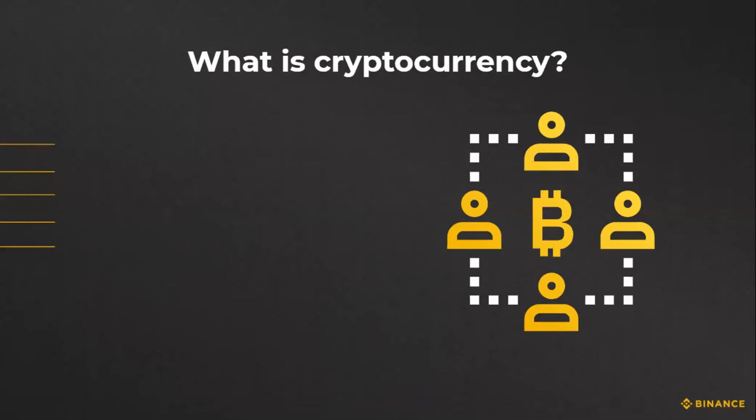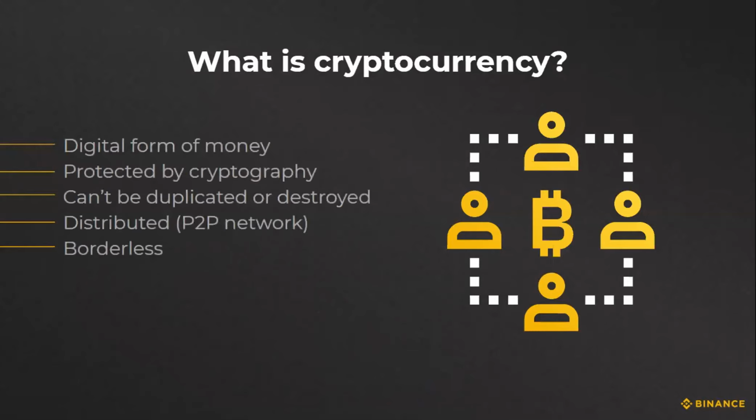Now let's talk about cryptocurrency. So we know what fiat money is. Now let's look at cryptocurrency. What is cryptocurrency? Cryptocurrency is a digital form of money. It is digital. Fiat is physical. Cryptocurrency is digital. It is protected by cryptography. It cannot be duplicated or destroyed.